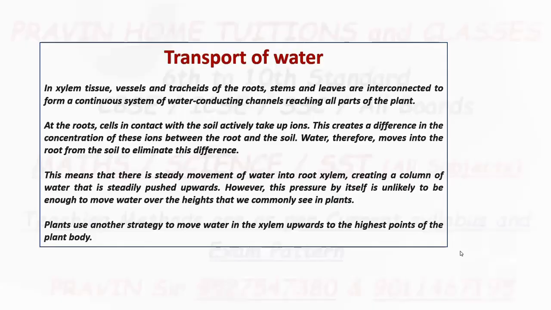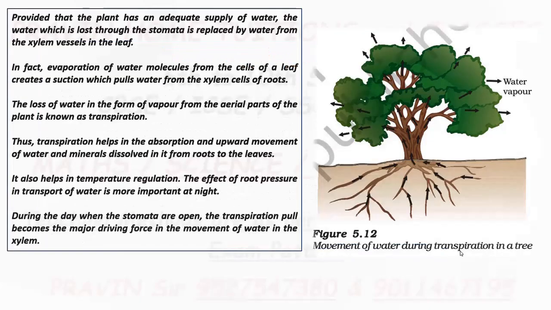Plants use another strategy to move water in the xylem upward to the highest points of the plant body. This strategy is the process of transpiration. Transpiration is the loss of water in the form of vapor from the aerial parts of the plant. Transpiration helps in the absorption and upward movement of the water and minerals dissolved in it from the roots to the leaves. It also helps in temperature regulation.